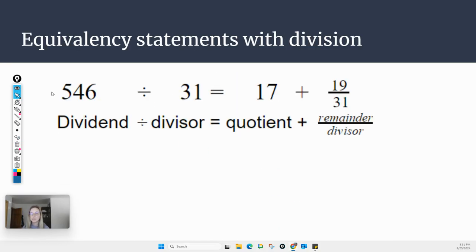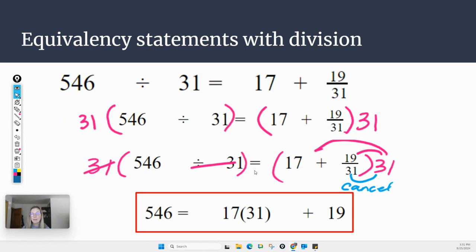So going back to those numbers, if you remember our example of 546 being divided by 31, it gave us the answer, which is called the quotient, of 17 and 19/31. So in math, and always means addition. So again, the operation between that whole number and the fraction is addition. I want to think about an equivalency statement. So how do I prove myself that I've done this correctly? So if I multiply both sides, in this case by 31, I know it was going to be 31 because that's what I'm dividing by.